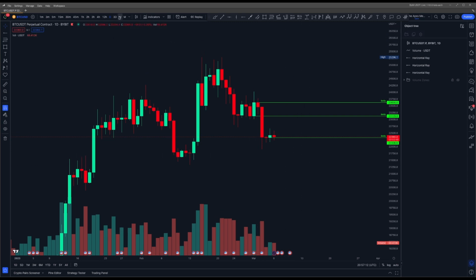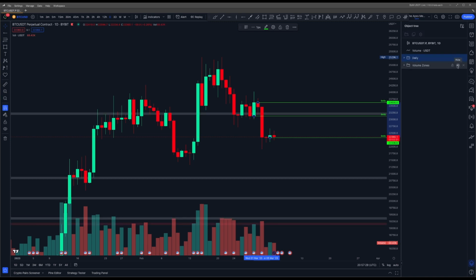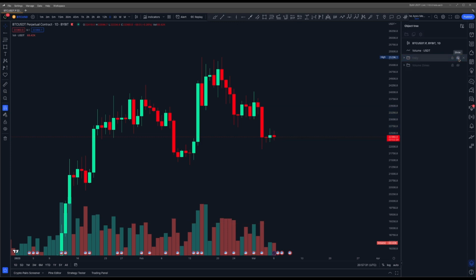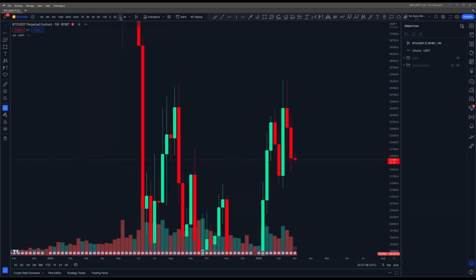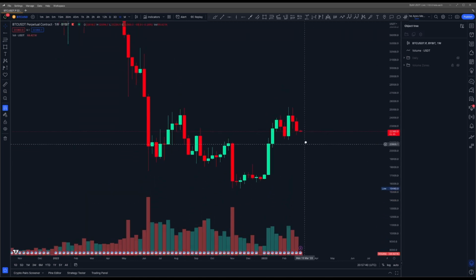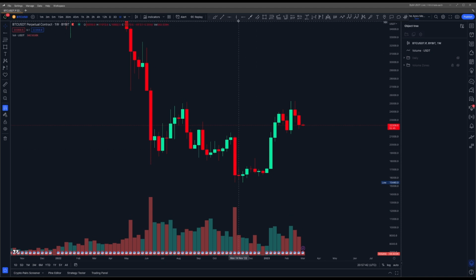Okay, next one. Again, we want to keep it nice and neat, so we create a group and rename that daily. Nice. So we've now got our volume profiles, and we've got our daily key high term time frames. Next, we want to plot our weekly. So we now select W in our time range, and we do the same again.